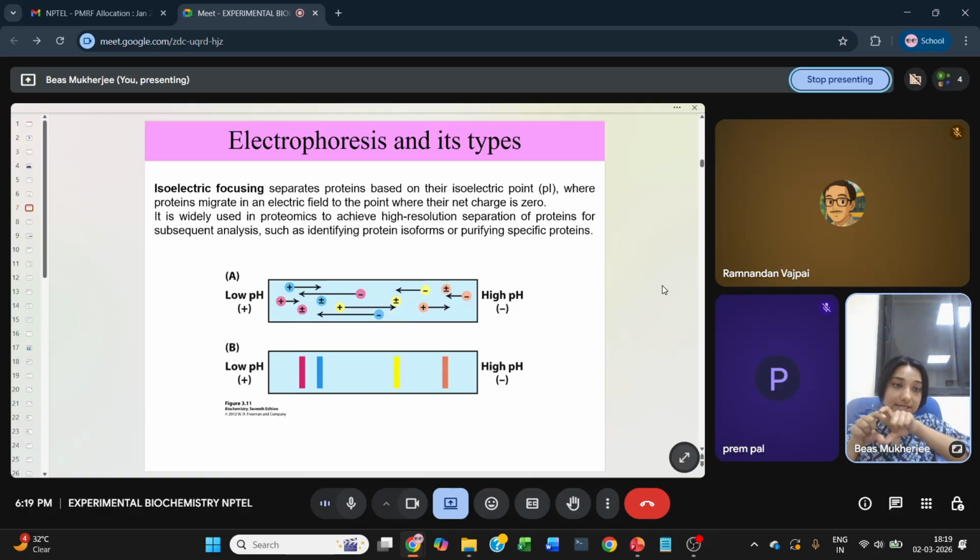Isoelectric focusing is a horizontal technique. It happens horizontally and the protein stops at the place where its pI is. This is widely used in proteomics to achieve high resolution of separation of proteins for subsequent analysis, such as identifying protein isoforms and purifying specific proteins. So once this pH-wise separation happens, then you subject that to normal SDS-PAGE. Then the protein migrates again vertically, and based on their different molecular weight, they are going to get separated.